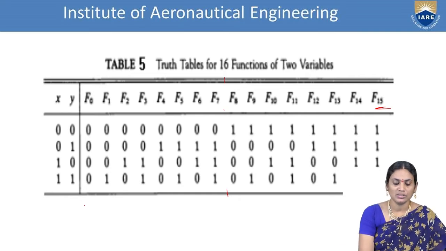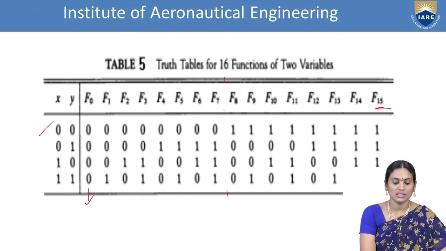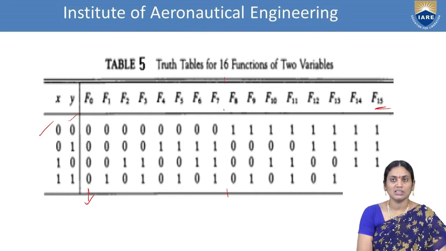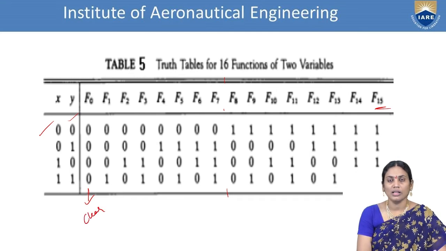If you observe this, F0 is completely possessing only 0. This means it does not possess any value in the corresponding state. Even though X has some input and Y has some input, here the output is completely 0. So this is the clear operation.